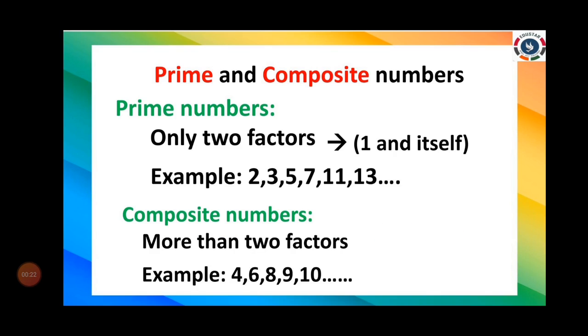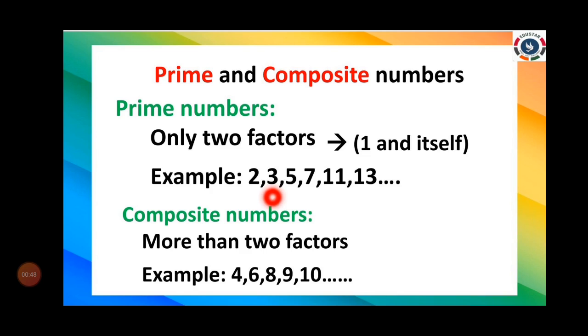Then prime numbers and composite numbers. Prime numbers are the numbers that have only 2 factors, that means 1 and the number itself. For example, 2 has only 1 and 2. 1 times 2 is 2, so 1 is a factor and 2 is the number itself. Then 3 also comes only in the 3 table.